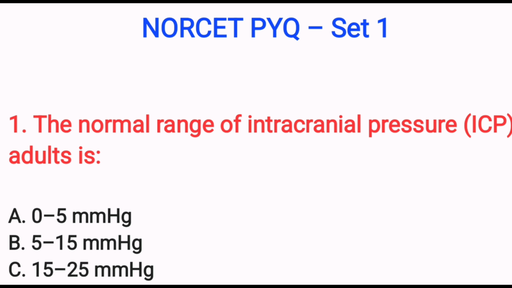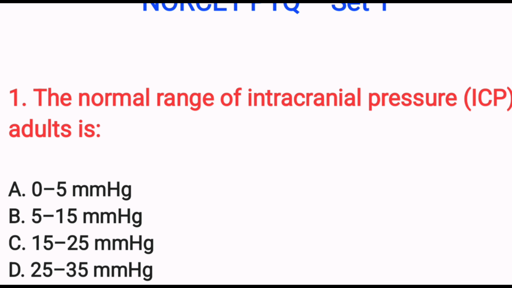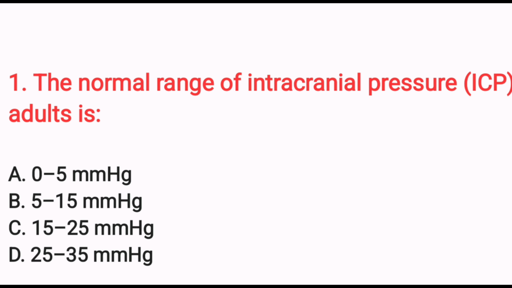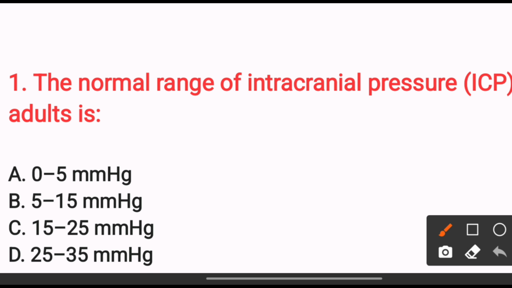Today we will discuss the NORCET PYQ set 1. Let's start. The normal range of intracranial pressure, ICP, in adults is option A 0 to 5 mm of Hg, option B 5 to 15 mm of Hg, option C 15 to 25 mm of Hg, option D 25 to 35 mm of Hg. The answer is option B, 5 to 15 mm of Hg.